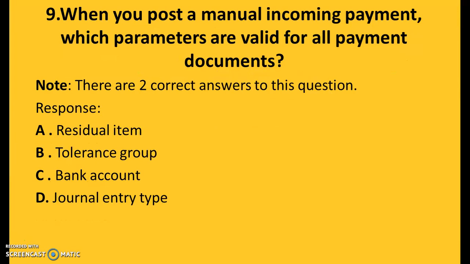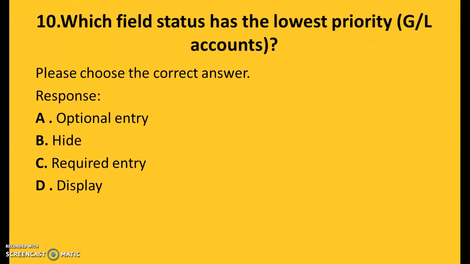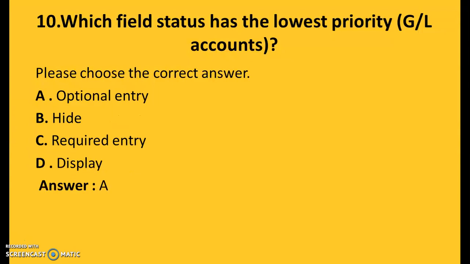When you post a manual incoming payment, which parameters are valid for all payment documents? There are two correct answers for this. We have residual item, tolerance group, bank account, journal entry type. The answers are C and D, bank account and journal entry type. Which field status has the lowest priority for the GL accounts? We have optional entry, hide, required entry, or display. The answer is optional entry. So it has the lowest priority.